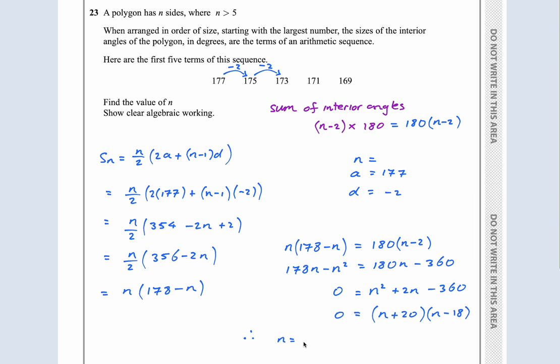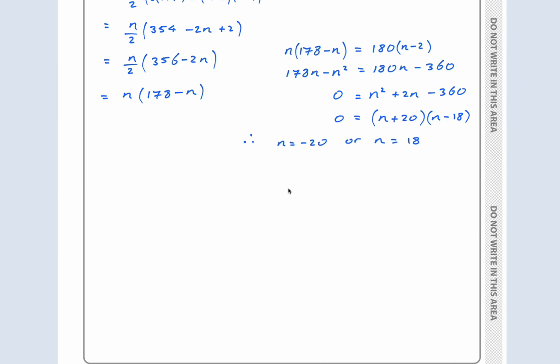Therefore, n equals minus 20 or n equals 18. So these are the factors, but the solutions are the opposite, because it's when n plus 20 equals 0, hence n equals minus 20. But we're talking about a polygon having n sides. What polygon could possibly have negative 20 sides? Well, obviously it's not possible, so n must be positive. You could even write that, guys. n is greater than 0, therefore n is equal to 18.